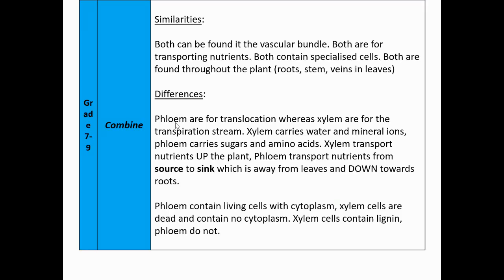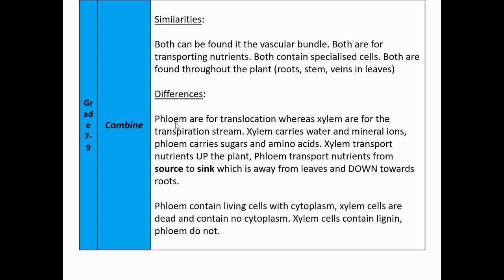Right, and some similarities and differences. These are the same as the ones that I've written down before. Both can be found in the vascular bundle, both are for transporting nutrients, both contain specialized cells, and both are found throughout the plant. The differences are that phloem is for translocation, whereas xylem is for transpiration stream. Xylem carries water and mineral ions, whereas the phloem carries sugar and amino acids. The xylem transports nutrients up the plant, whereas the phloem transports the nutrients from source to sink, which is away from the leaves and usually down towards the roots.